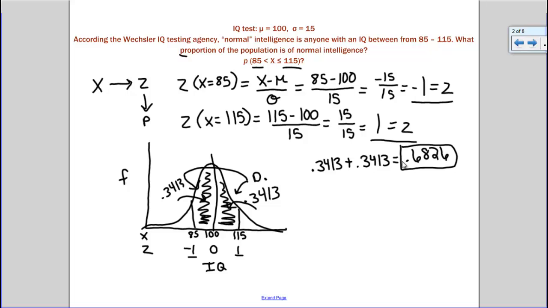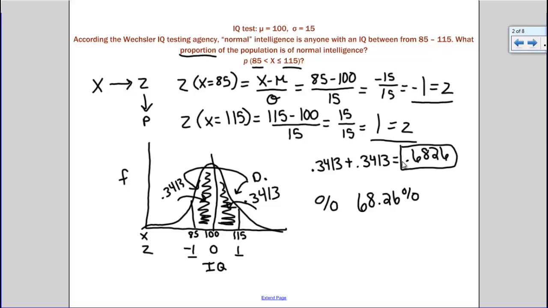So what proportion of the population is of normal intelligence? 0.6826. If this was restated as what percentage of the population is of normal intelligence, you would say 68.26%.